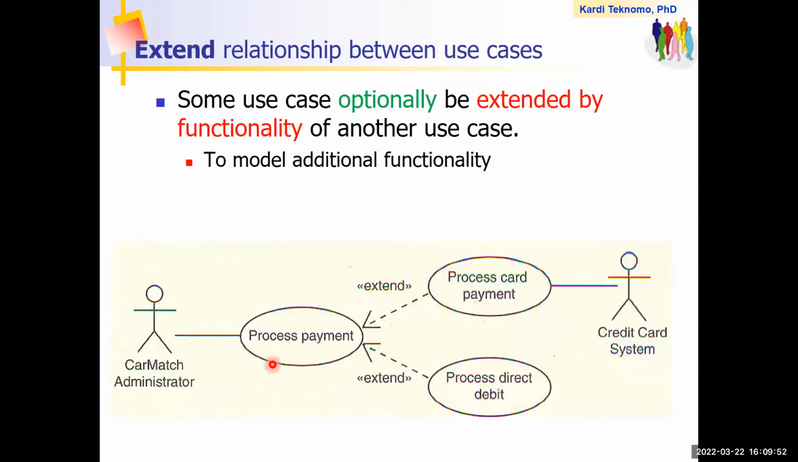So the diagram is just telling the extension here. Some use cases can optionally be extended by another functionality. Okay, for example, here is process payment, right? Then you will say process payment using what? Using credit card or using debit card, right? So here you use extend, because that means optionally you can use credit card or debit card. Okay.